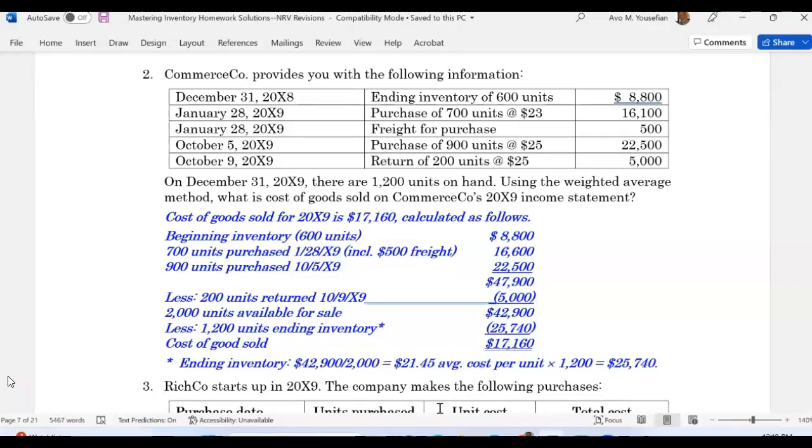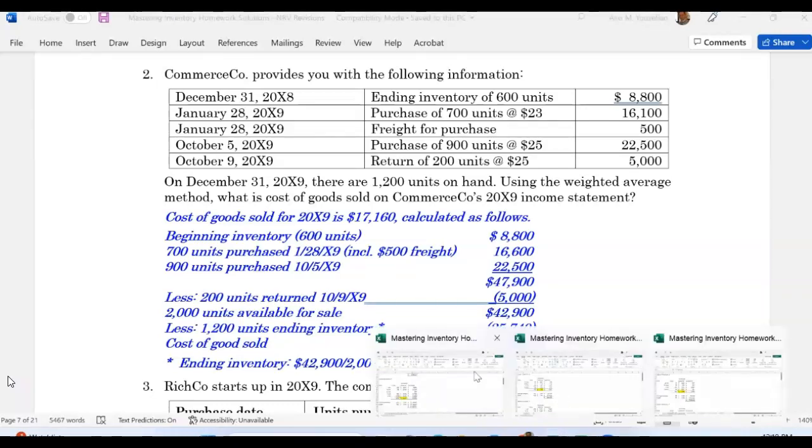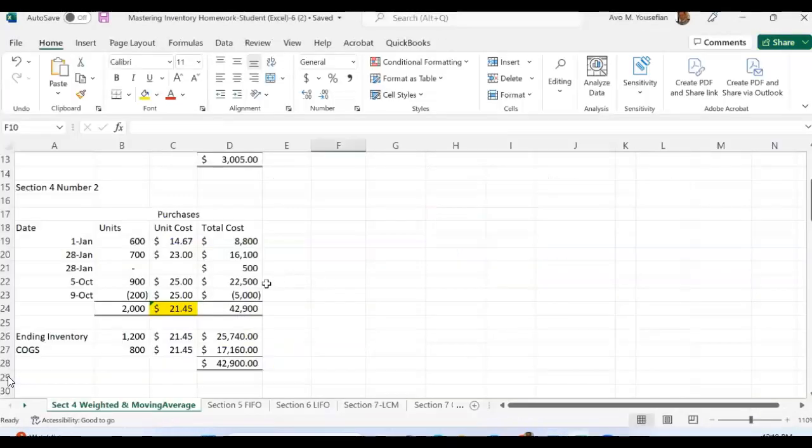Okay, now what I like to look at is the Excel. The same thing, but Excel. So here we go. So here are the January 1st layer, which is 600 units, $8,800 total. And obviously the average cost is 8,800 divided by 600. And that's the formula. Okay, and how do you know 8,800? That's given to you from last year balance sheet, okay?